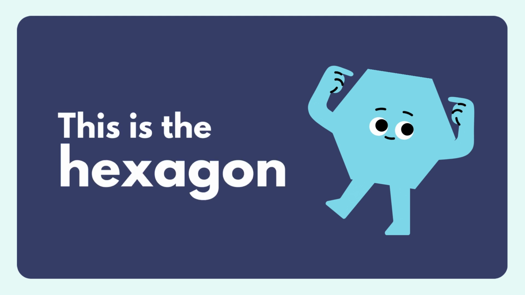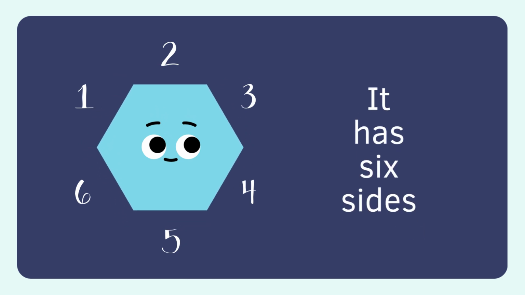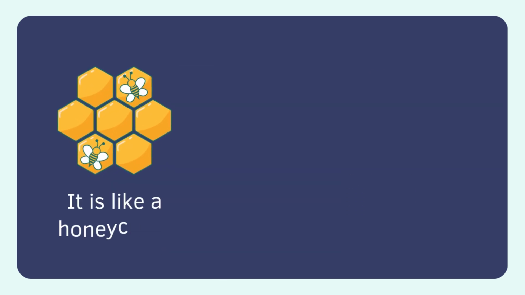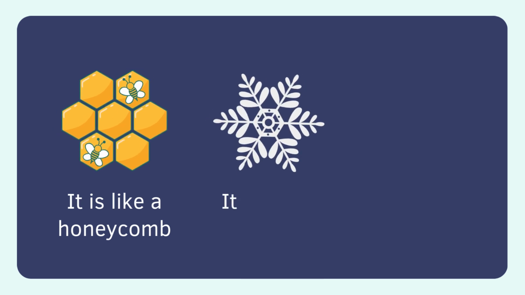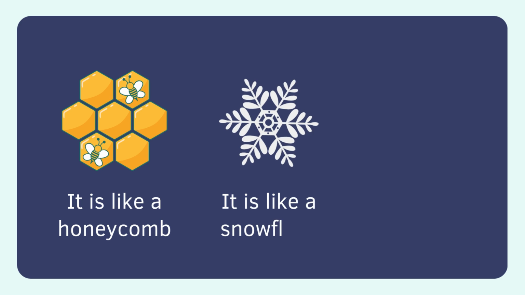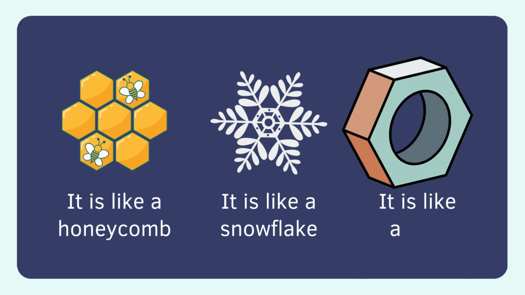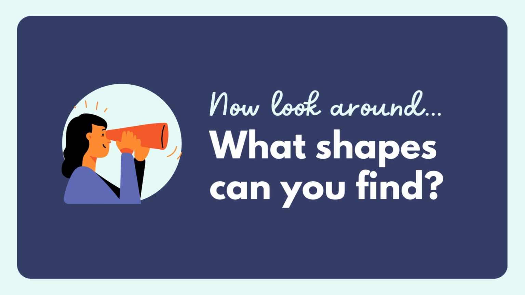This is hexagon. Hexagon. It has 6 sides. Wow, it's like a honeycomb. Honeycomb. It's like a snowflake. Snowflake. It's like a nut. Nut. Now look around. What shapes can you find?